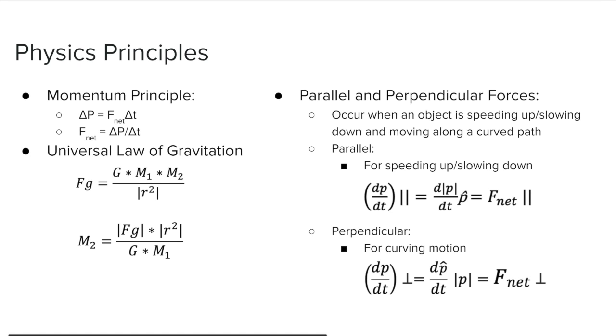There were three major physics principles involved in this lab. The first one is the momentum principle, which states that the rate of change of momentum is equal to the product of the net force and the change in time. This can be rearranged to show that the net force is equal to the change in momentum over the change in time.